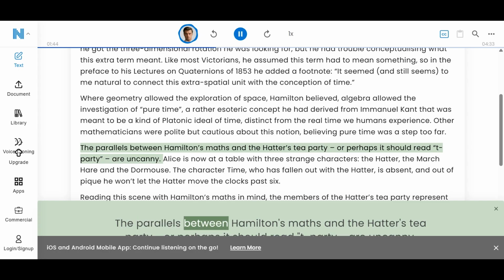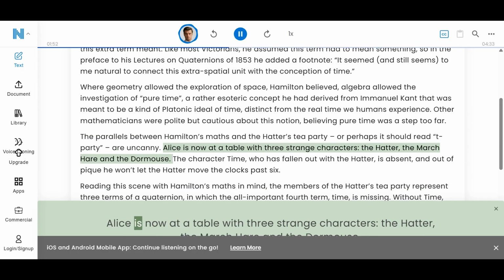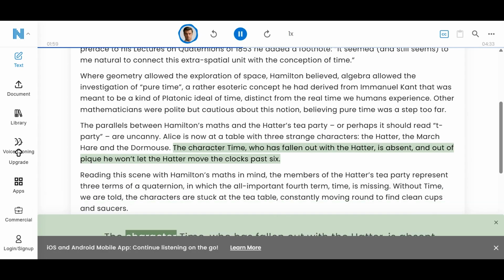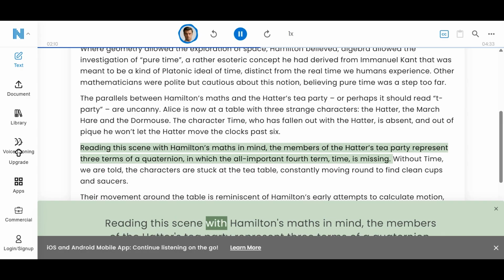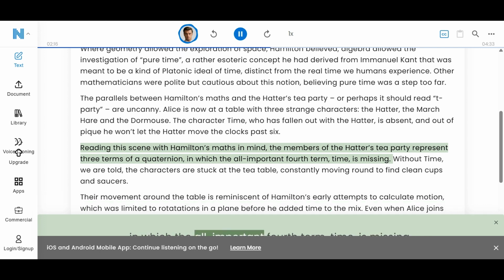The parallels between Hamilton's maths and the Hatter's Tea Party, or perhaps it should read Tea Party, are uncanny. Alice is now at a table with three strange characters, the Hatter, the March Hare, and the Dormouse. The character Time, who has fallen out with the Hatter, is absent, and out of pique, he won't let the Hatter move the clocks past 6. Reading this scene with Hamilton's maths in mind, the members of the Hatter's Tea Party represent three terms of a quaternion, in which the all-important fourth term, time, is missing.